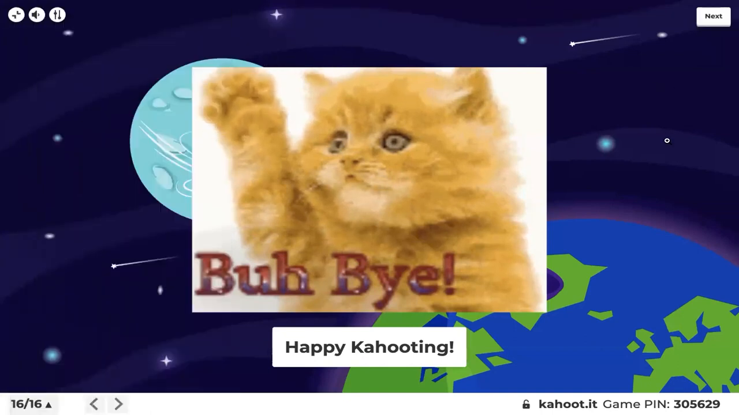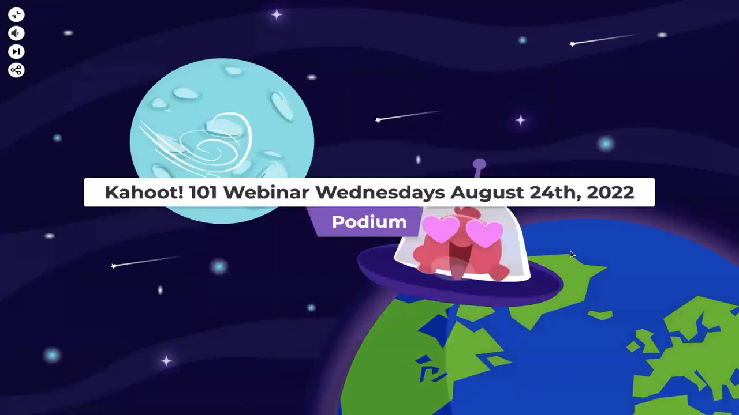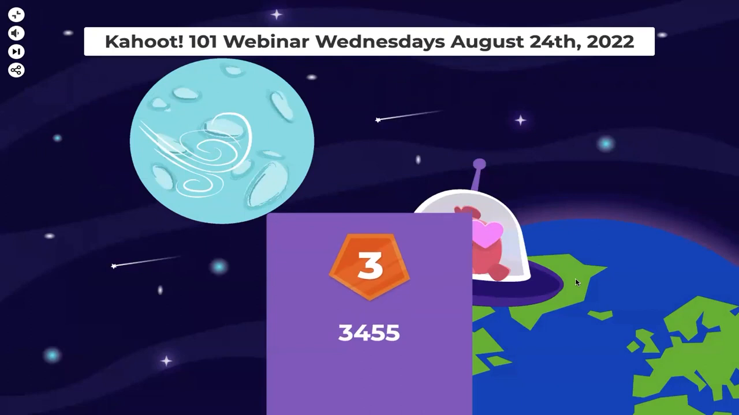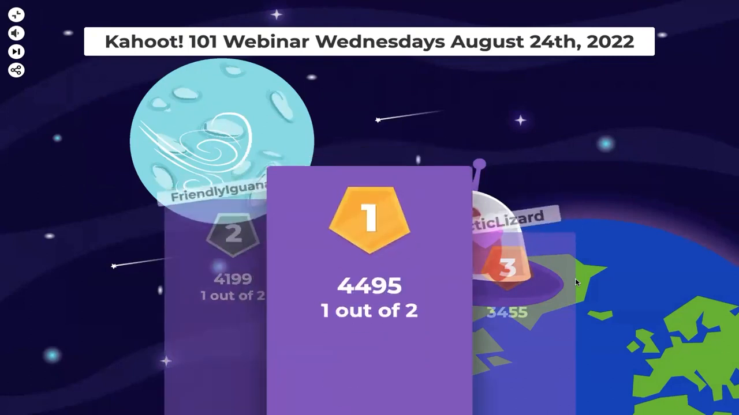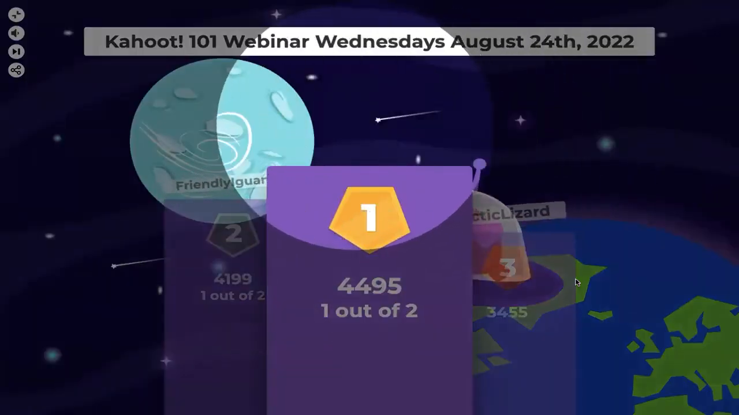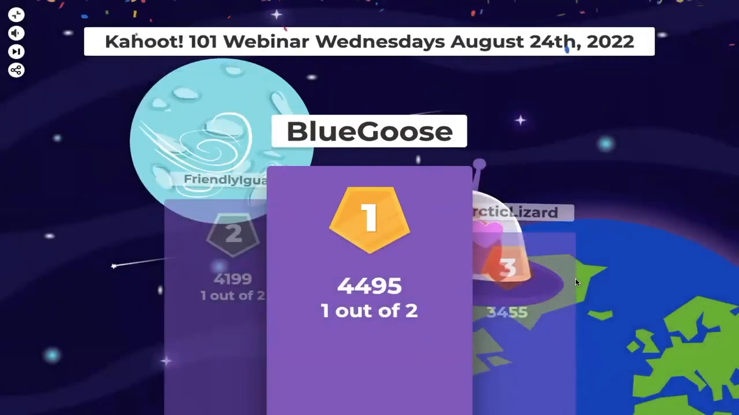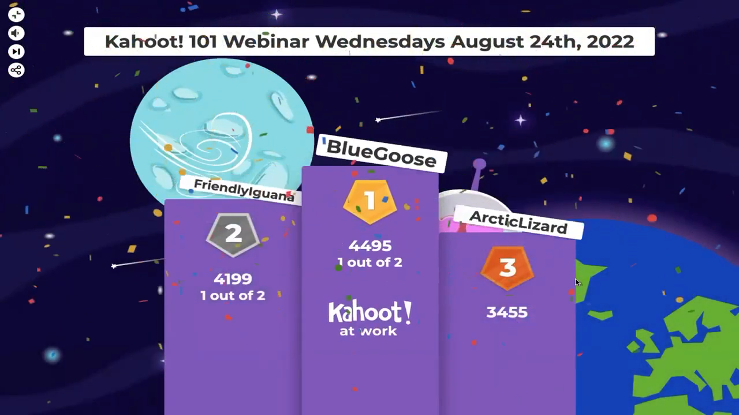Thank you so much. So I'm going to go ahead and show the podium, and then I'm still here if you have more questions. The Arctic lizard in the third place, the friendly iguana in the second place, and the winner is Blue Goose. Congratulations, Blue Goose.